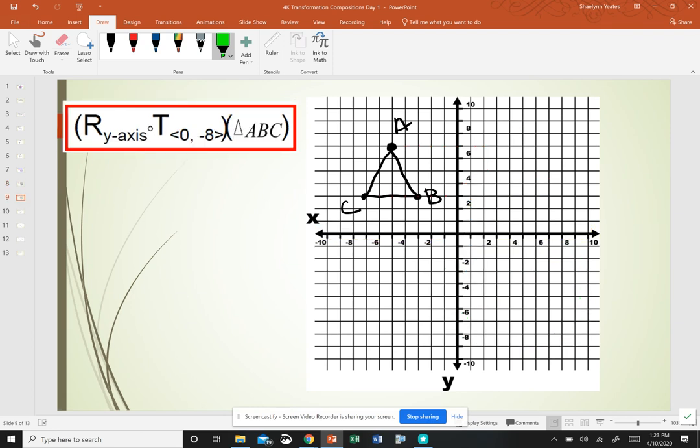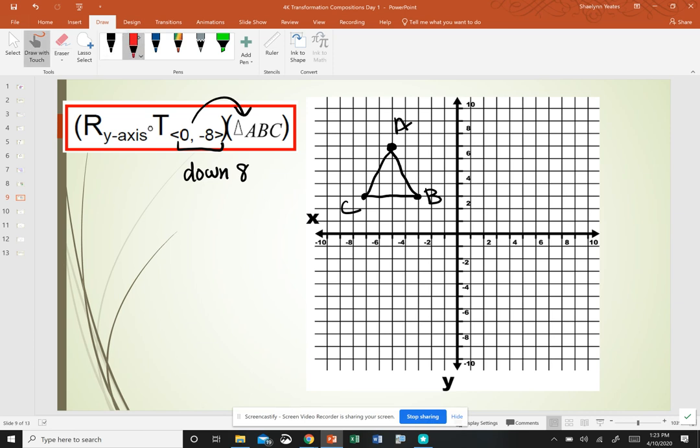So this time we're going to translate it by, what does this one mean? Move left and right 0, that's correct. What does the negative 8 mean? Down 8. Perfect. All right, we're going to do that first because it's closest to the thing. So we're going to move everything down 8.